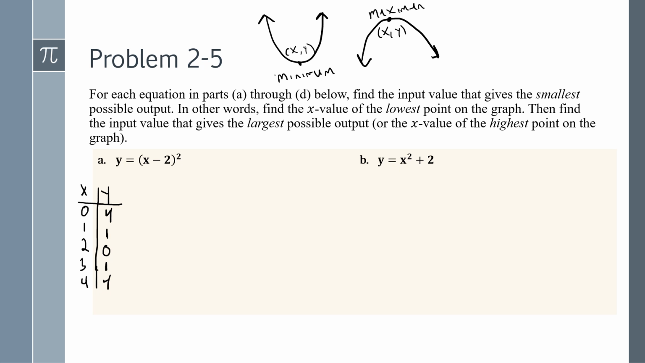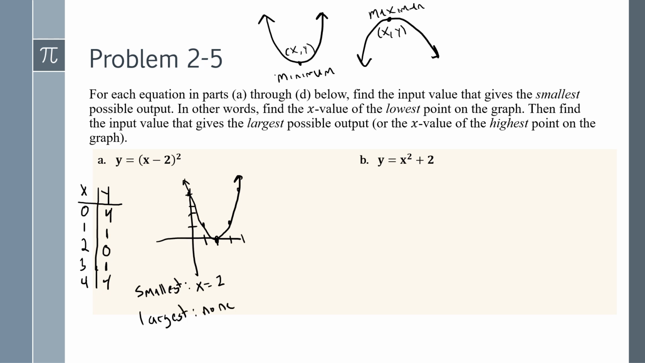So if you were to plot those on a graph, here's 2, 0. So you know that 1, 1 is a point in the graph, and 3, 1 is a point in the graph. And then 0, 4, and that'd be over here. So you see the graph opens upward. So the minimum or the smallest value for y will be down here. So the x value that gives me that is x equals 2. But because the graph goes upward forever, there is no largest value, so that would be none.